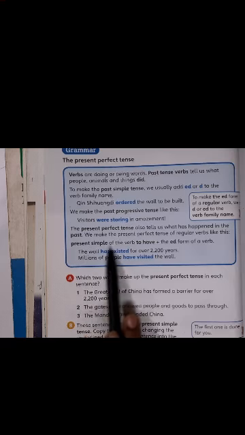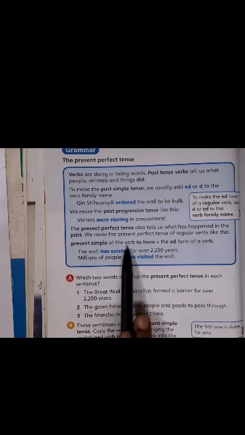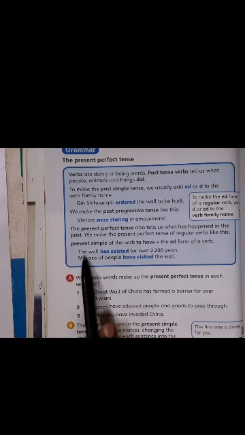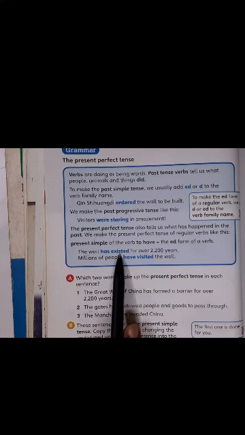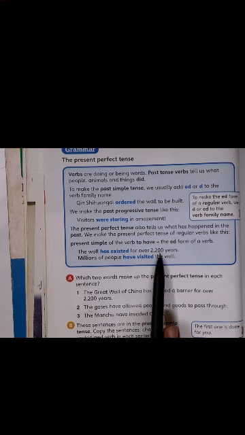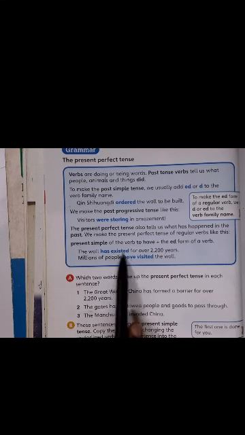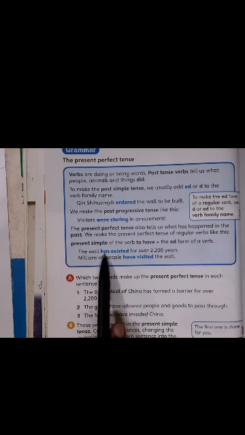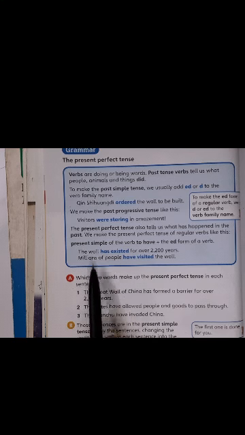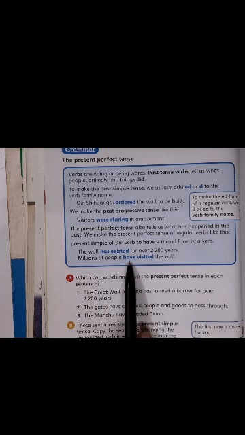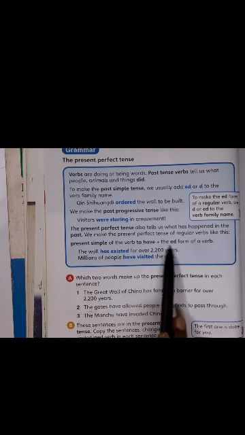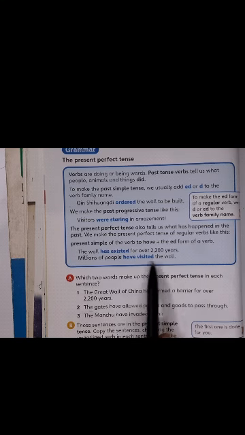Now children, what do I mean by this? Look at this. This is the verb to have. The wall has existed for over 2200 years. Can you see? This is the ed form of the verb and this is the to have form of the verb. Millions of people have visited the wall. So this is the to have, and then what do you add? We add the ed form of the verb.